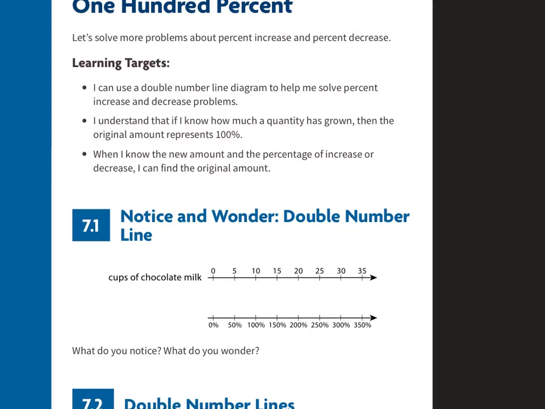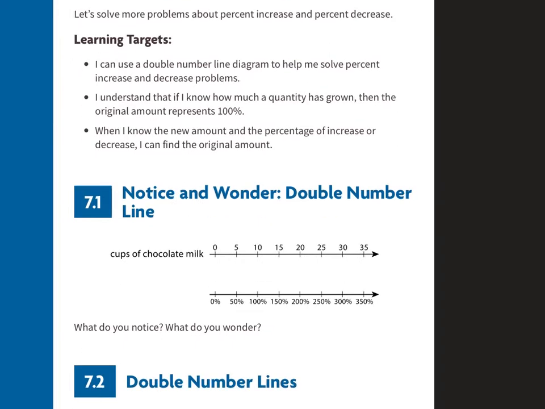So, notice and wonder. Go ahead and write down one thing you notice and one thing you wonder about the double number line. Go ahead and hit pause and write those down. All right, hopefully you've come up with some answers. I noticed that we're talking about chocolate milk and percentages. Why does the chocolate milk go up to 350%? That seems like a lot.